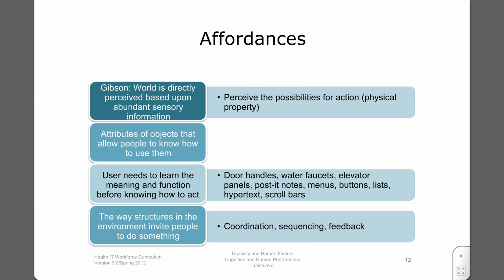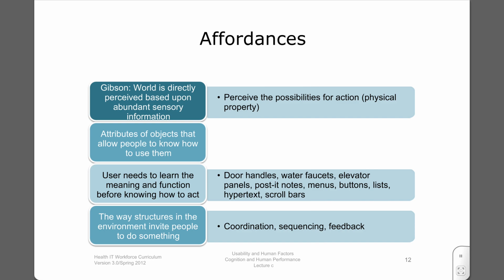James Gibson was an influential perceptual psychologist. He coined the term affordances to refer to properties of the world that support behavior. For example, a computer mouse affords a coordinated movement of a cursor or pointer on a display. Door handles, water faucets, elevator panels, post-it notes, menus, buttons, lists, hypertext, and scroll bars are other objects that provide particular kinds of affordances.